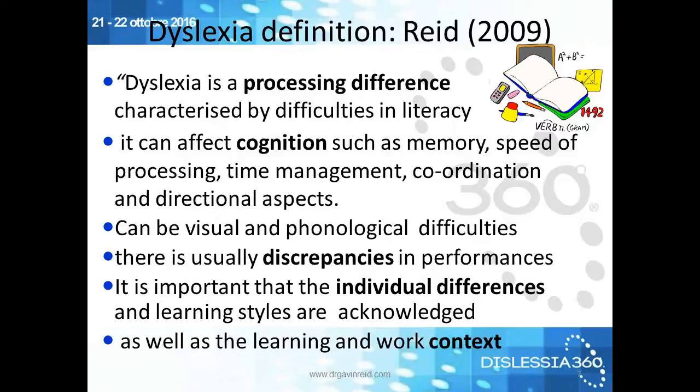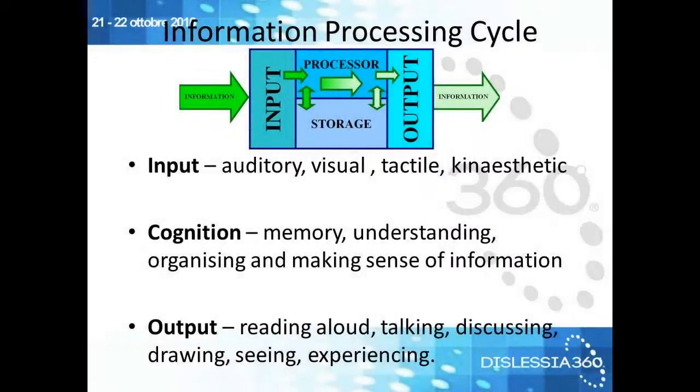So I'm just going to skip over this next slide. It's just the information processing cycle, and you can see I've actually mentioned most of these points already. But that's what we need to look at. We need to look at the challenges they've got for input, cognition, and output, and that will inform our teaching.